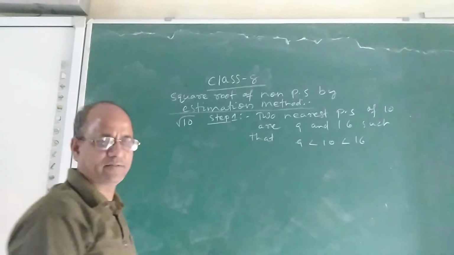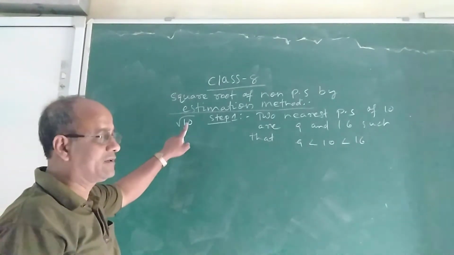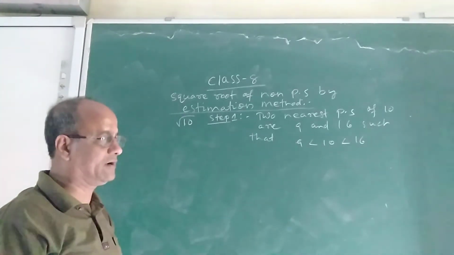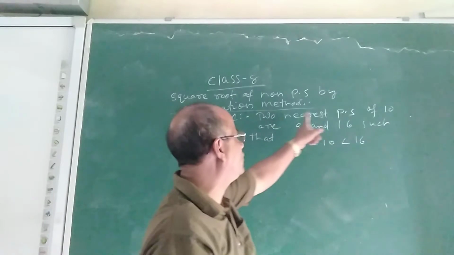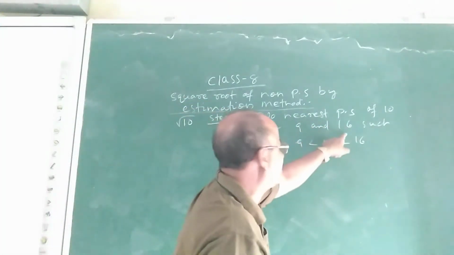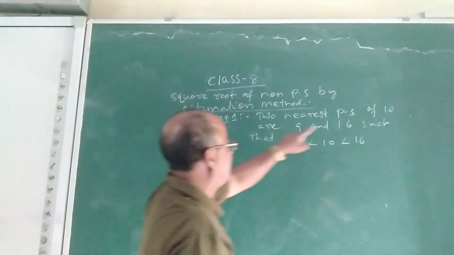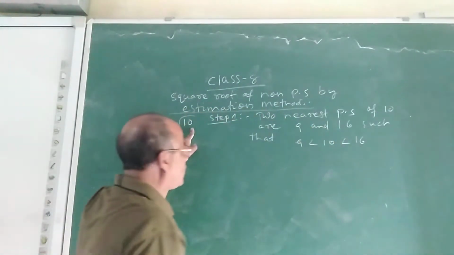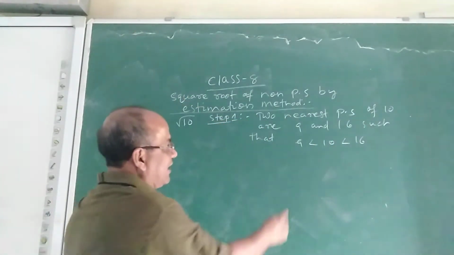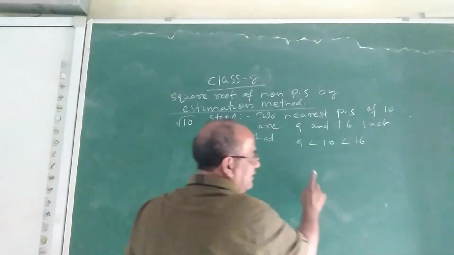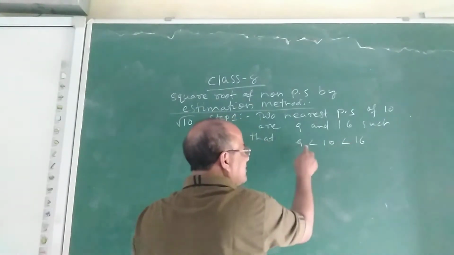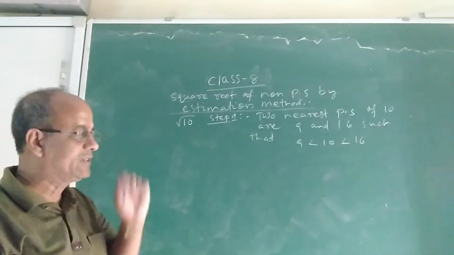Please try to understand. In order to find the square root of any non-perfect square, suppose 10, by estimation method, the first step is you find out two nearest perfect squares. Clearly, the nearest perfect squares of 10 are 9 and 16. 9 is a perfect square less than 10. 16 is the next perfect square which is more than 10. So 9 and 16 are the two nearest perfect squares, and they will certainly satisfy this inequality: 9 is less than 10 is less than 16. Or you can say 10 is less than 16 and greater than 9. Okay? This is the first step.